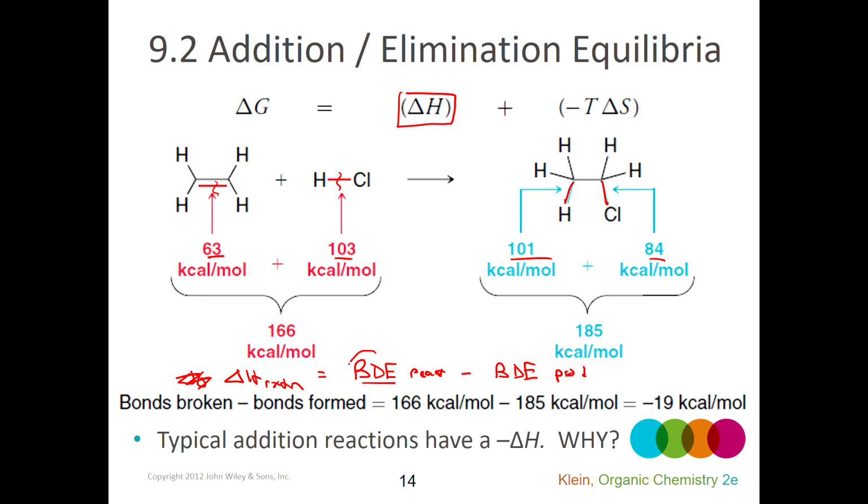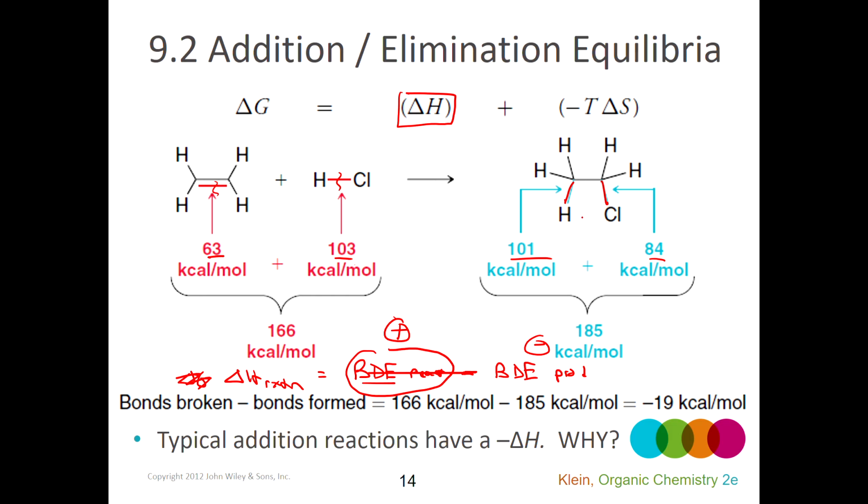Any bond I break requires energy to be absorbed. That's a positive change in potential energy. To break a bond, energy has to be absorbed from the surroundings. But when a bond is formed, energy is released. So that's why we have the negative sign here. We're subtracting the energy that's released, because energy released from the system's point of view is a negative change.